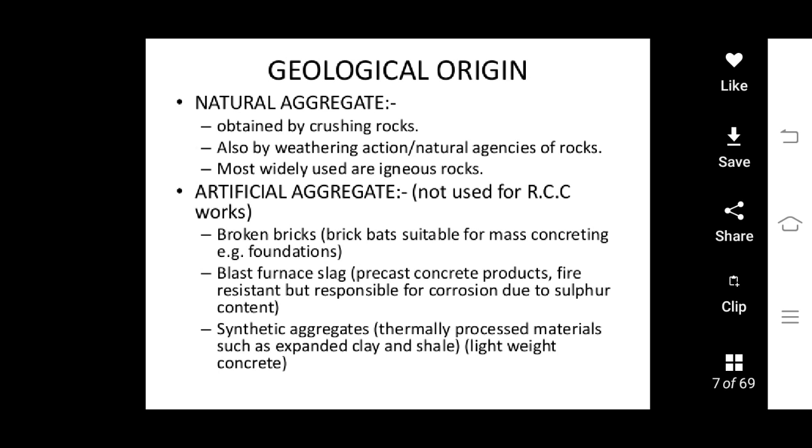The next type is artificial aggregates, which are not used in RCC works. Broken bricks, brick bats are suitable for mass concreting, for example, foundations. Blast furnace slag is another type of artificial aggregate. It is used for precast concrete products and is fire resistant, but responsible for corrosion due to the sulfur content in it.